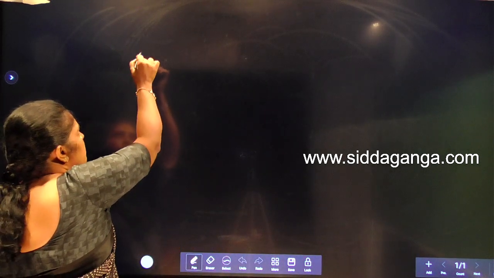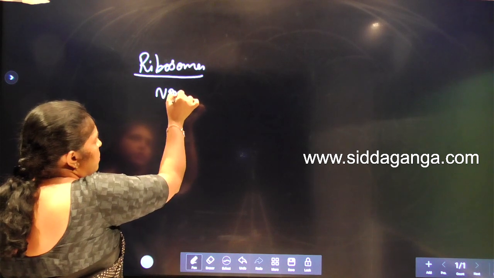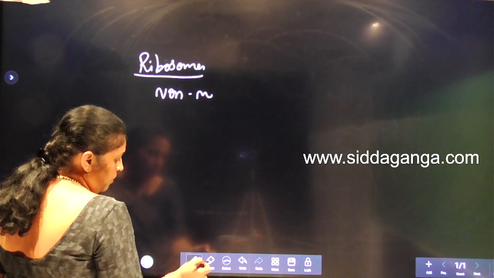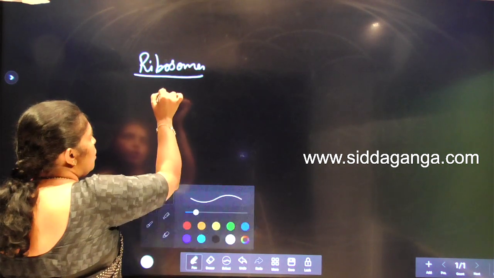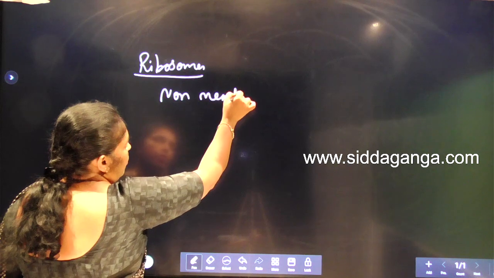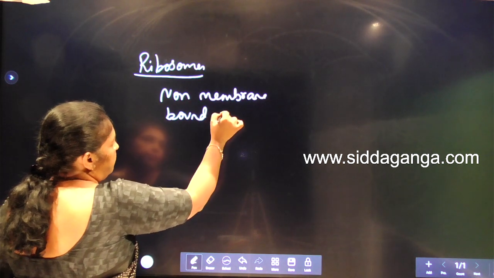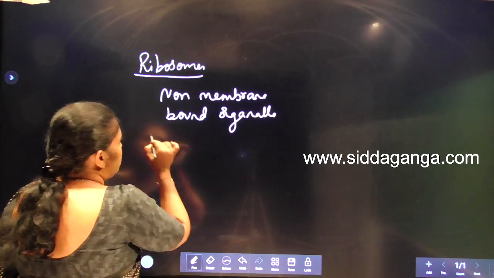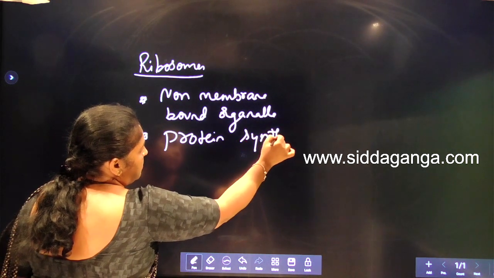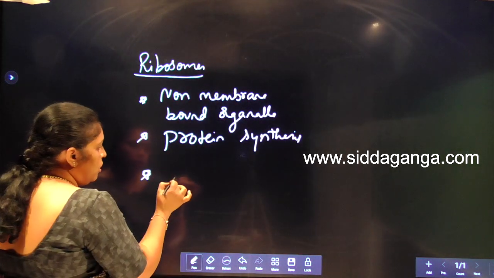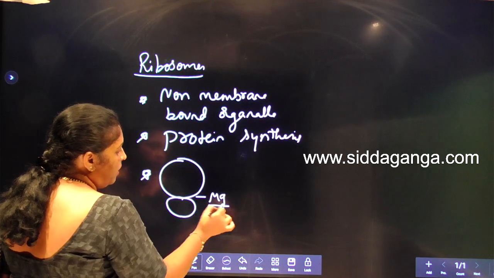Coming to the ribosomes, this is non-endomembrane system. It is a non-membrane bound organelle, which is mainly involved in protein synthesis. Ribosomes exist in two forms. One is a larger unit, another one is a smaller unit, held together with the help of magnesium.